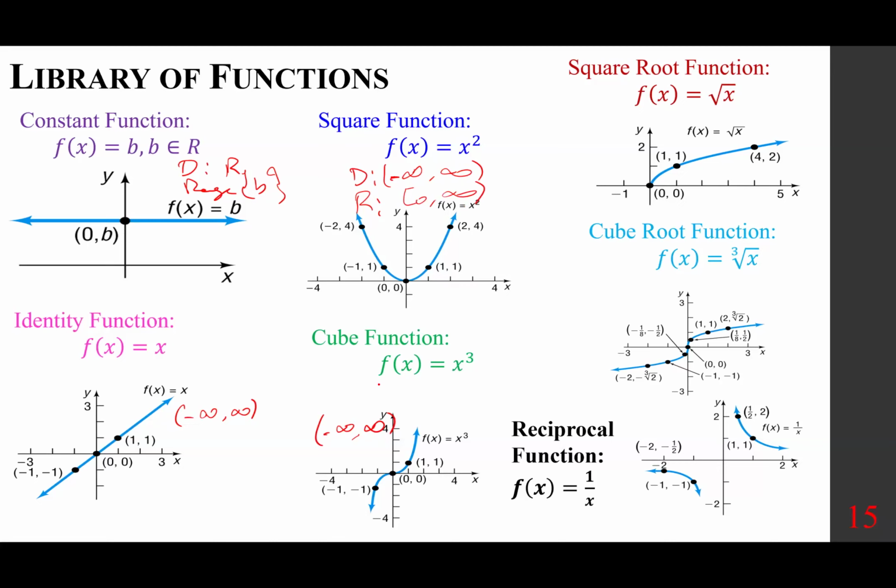The square root function and cube root function have been discussed. The reciprocal, domain and range, they exclude 0. So domain for this one would be minus infinity to 0, union 0 to infinity. That means all x values except 0. The range works out to be the same, minus infinity to 0, union 0 to infinity, all y coordinates except 0. Okay, so that's the meaning of it.